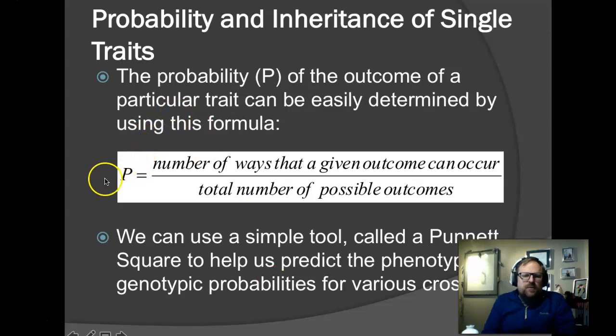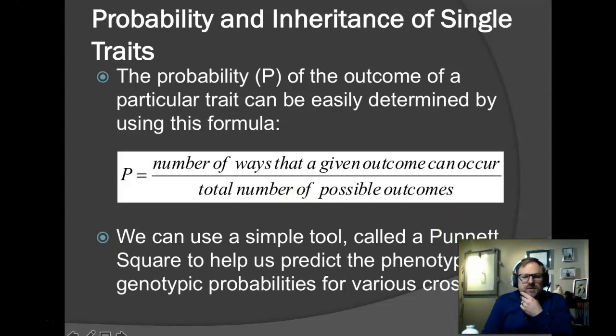P stands for probability. And so probability is the number of ways that a given outcome can occur divided by the total possible outcomes. And right now we're going to start really simple. We're going to have 4 possible outcomes in the Punnett square that we use. And then you just have to decide, how many ways did our given outcome occur over the total outcome. So it's going to be something over 4 that we're dealing with to start with.